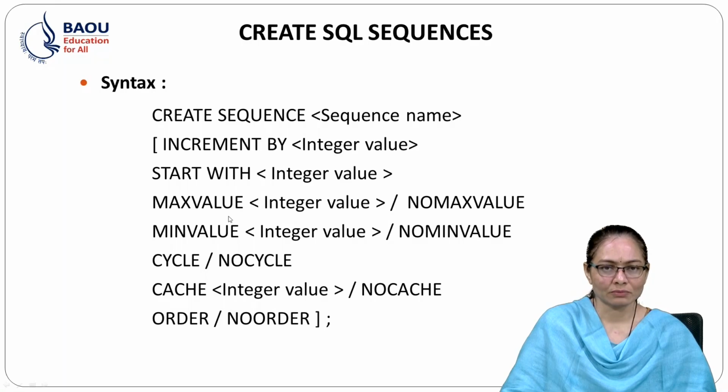Now the max value. The MAX VALUE option is used to specify the upper limit, or the maximum value up to which the sequence will be incremented. It specifies the maximum value.